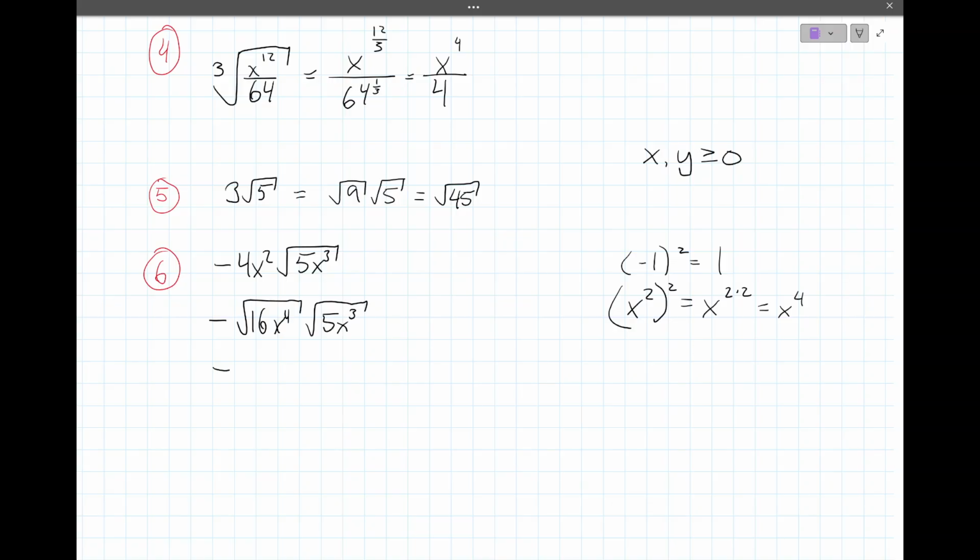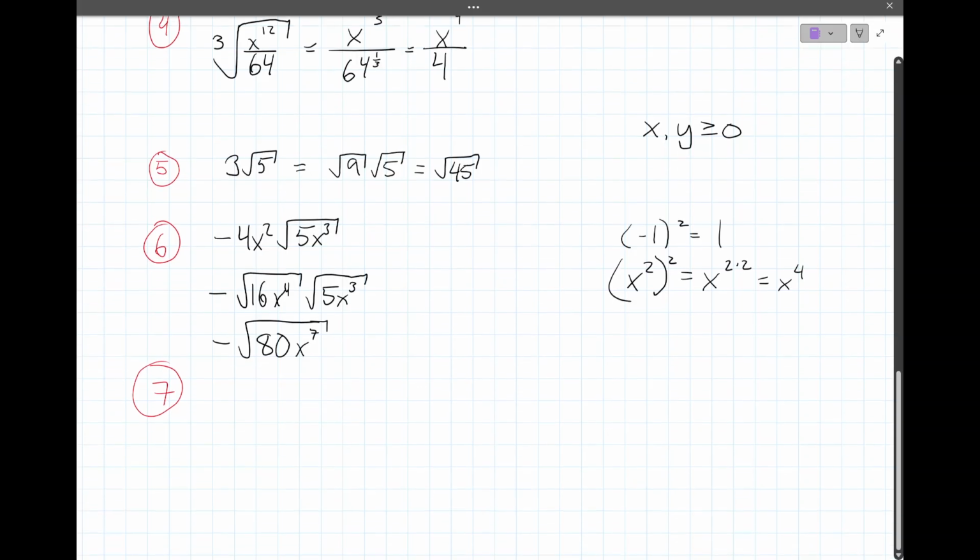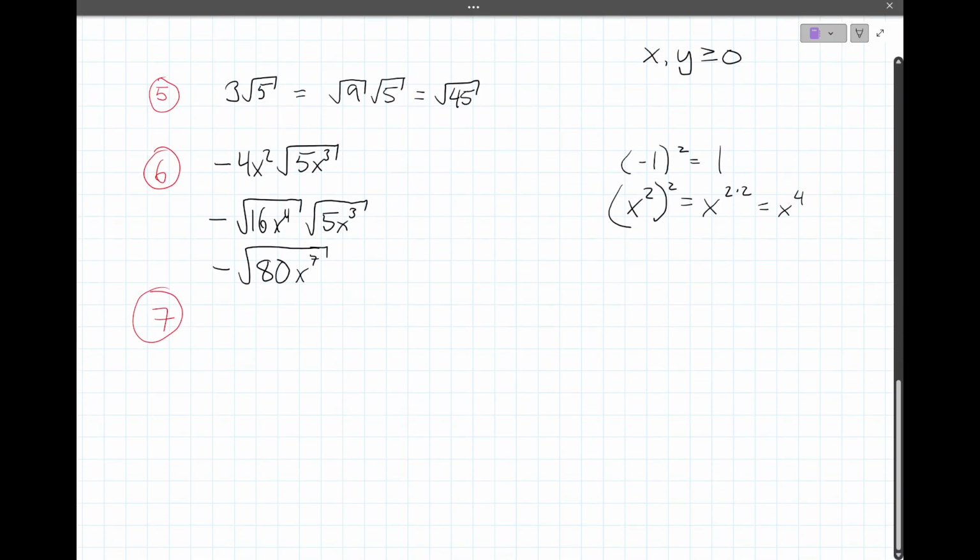As I'm doing this, I can put them together. 16 times 5 is 80. So I'm going to put the whole radical together. So this is 80, and then x to the 4, x to the 3, that's x to the 7. And I just like to end my radical with this little hook so you can see where it finishes. All right, 2 more, and then we're on our way, okay? And let's pay special attention to that last one.